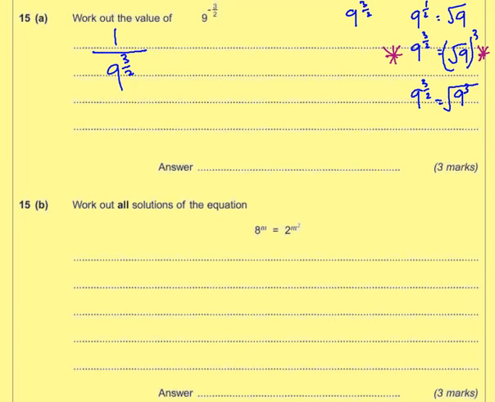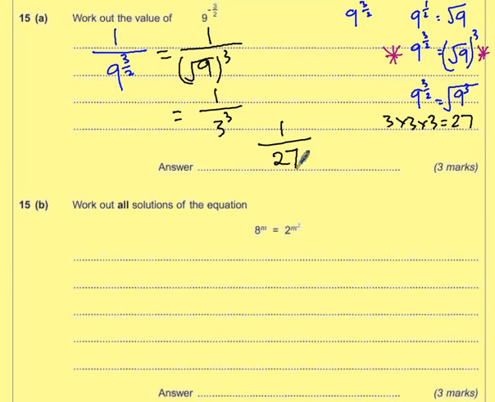So I'm going to rewrite this now as 1 over the square root of 9 cubed. So the square root of 9 is 3, so I've got 1 over 3 cubed. 3 times 3 times 3 is equal to 27. So my answer is going to be equal to 1 over 27. And that is the value of 9 raised to the power minus 3 over 2.